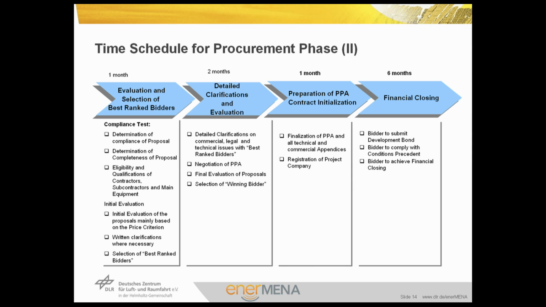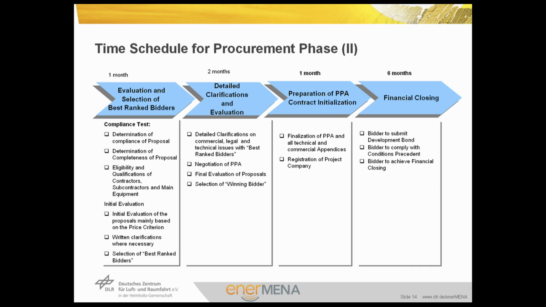Finalization of these contracts will be done by signing them. In this stage, the project company should be already registered, as it has to sign the EPC contract at the effective date with the EPC contractor. In the upcoming months, not necessarily 6 months, could be also less, the financial closing takes place, in which the bidder has to submit development bond, the bidder has to comply with the conditions precedent. This is a kind of defined term.